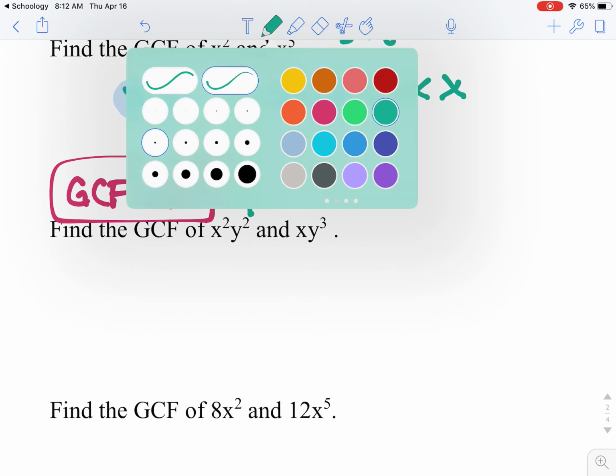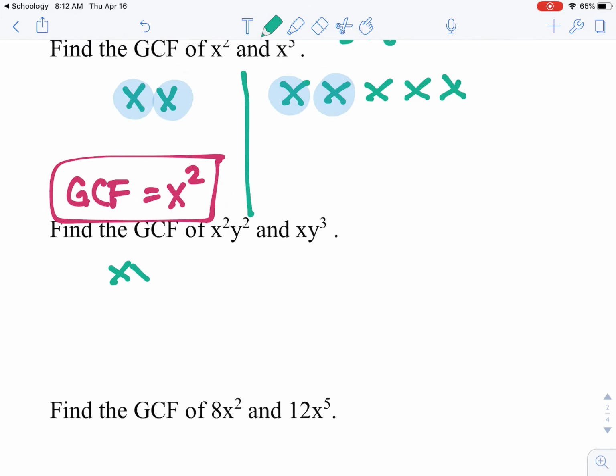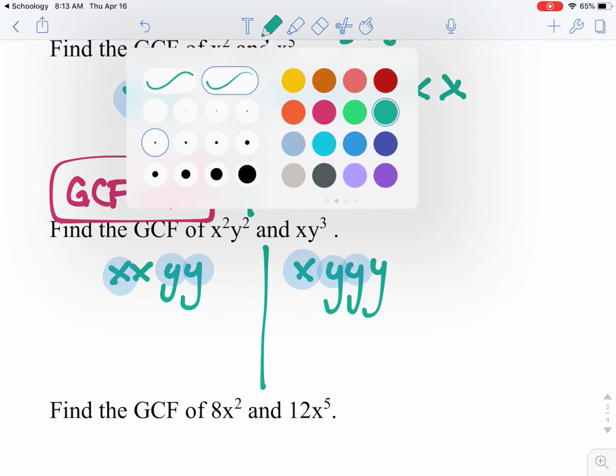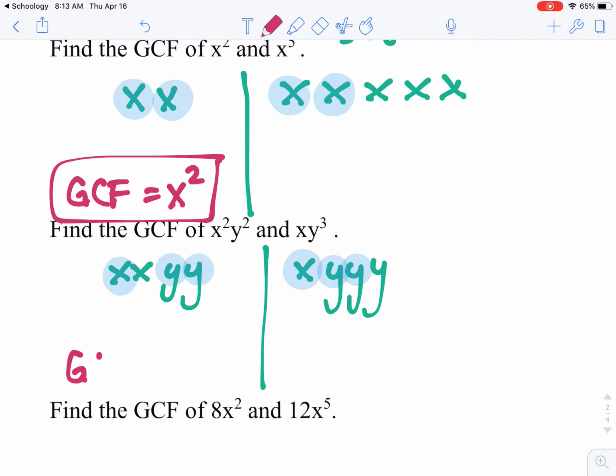All right, if I look at the next example, I have x squared and y squared, and then x and y to the third. So how many x's do I have in common? Right, they both have 1 x. And how many y's? They both have 2 y's. So my GCF is going to be x, y to the second.